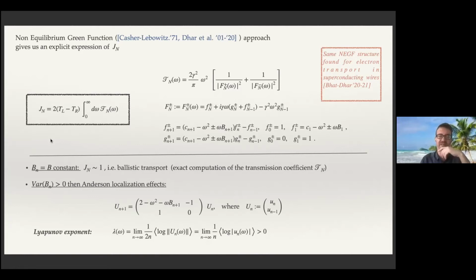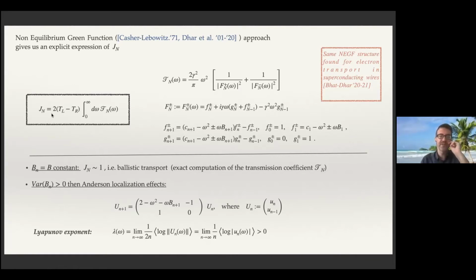We can get some expression of the average current by using the non-equilibrium Green's function formalism, which was introduced in Caroli and Lebowitz in '71, which was revisited by Abhishek and probably by other people and some collaborators at the beginning of the century. In fact, this system is very similar to the electron transport in superconducting wires, which was studied by Junaid and Abhishek very recently. And by this similarity, we can also get some expression of the average current, which is what?